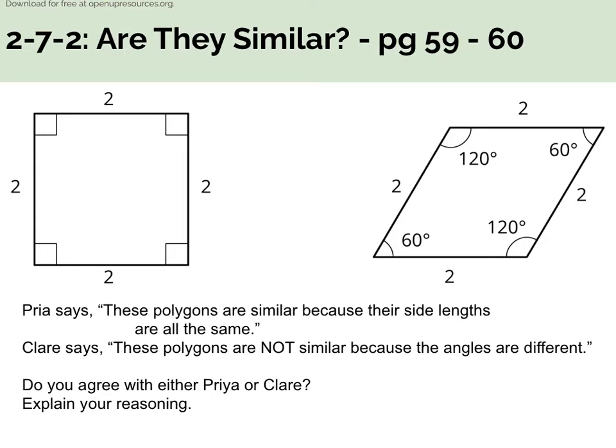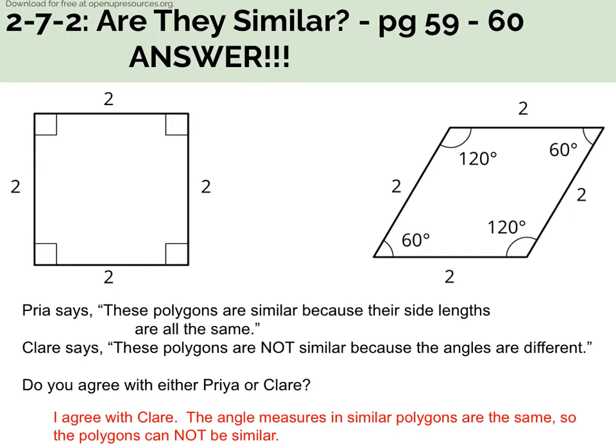Go ahead and pause the lesson at this moment and answer that question. Do you agree with Priya or Claire? And then give a reason for it. Write that answer underneath this question on page 60. Write a sentence as far as what your answer would be. Go ahead and pause.